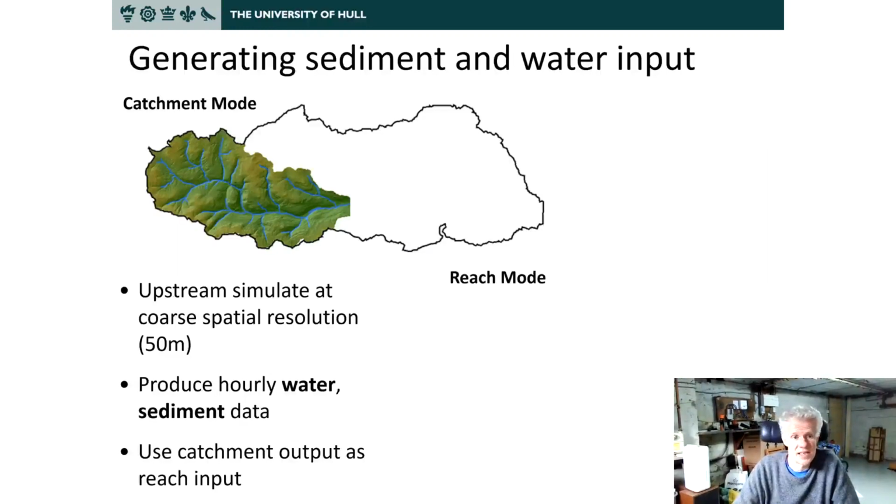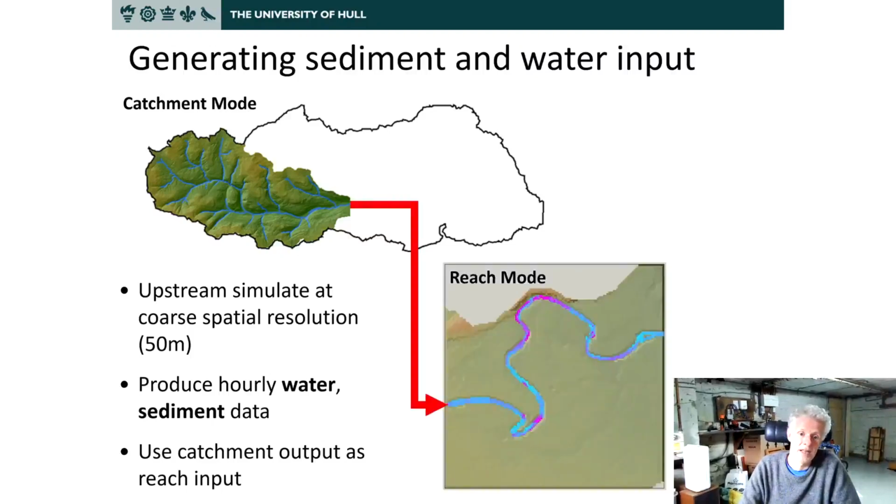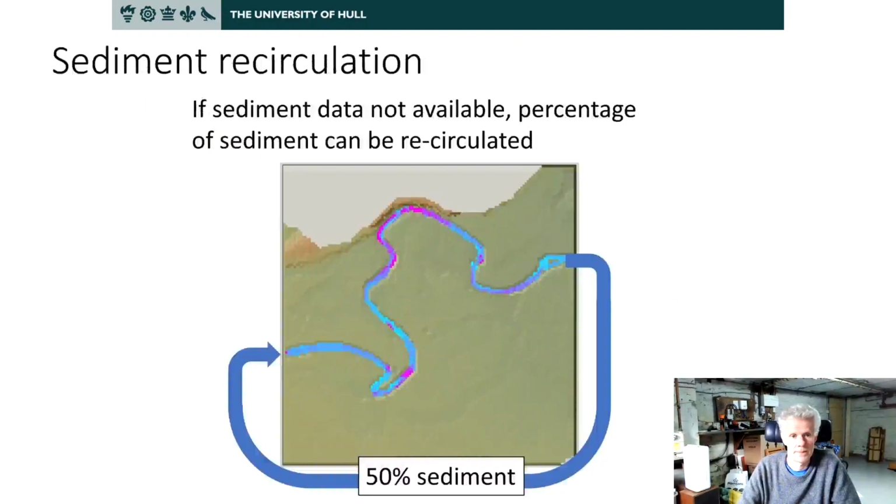We can also run CAESAR-Lisflood in both catchment and reach mode, so we can generate sediment in the top part of the catchment at a coarse resolution, producing hourly water and sediment data, then use this as an input into a reach mode for a more detailed section of the lower part of the catchment, if you like. And when running in reach mode, we can also recirculate sediment. So if we don't have input data of water and sediment, we can take sediment from the outlet and feed it back in at the inlet, and we can feed in 100% of the sediment, or it can be a percentage of it.